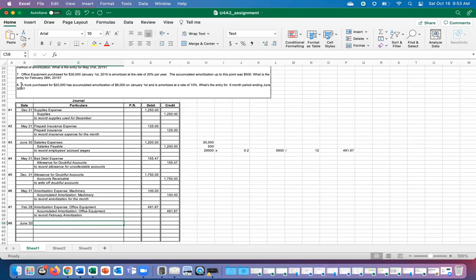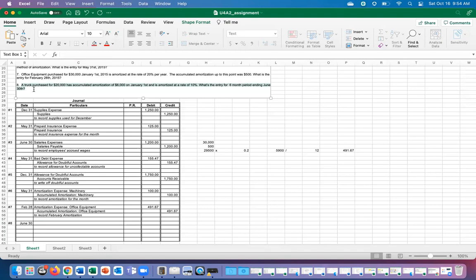So if we look at our scenario here, or our transaction, number 8, a truck purchased for $20,000 has accumulated amortization of $6,000 on January 1st and is amortized at a rate of 10%. What's the entry for the 6-month period ending June 30th? All right, so we'll do the same basic thing that we did before.